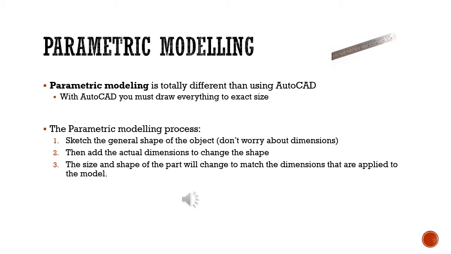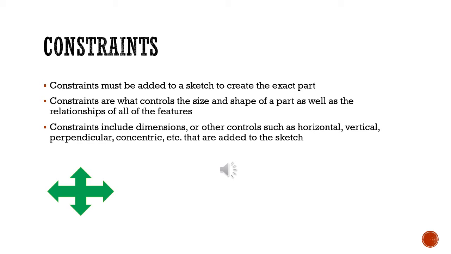Then what will happen is, when you put the dimensions on there, the model is actually going to move to the dimensions you set for it. One of the things that's a little bit difficult to grasp initially is the concept of constraints. Constraints are simply controls you put on the sketch. Those controls could be a shape control, a size control, or a relationship control to another feature on the sketch.